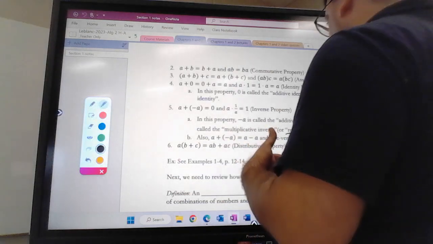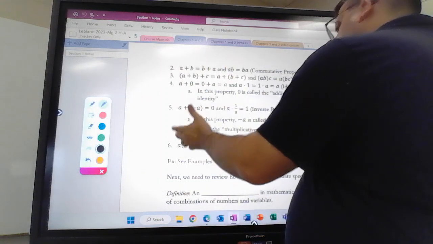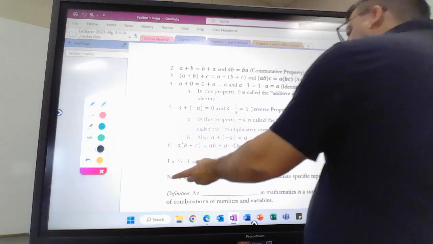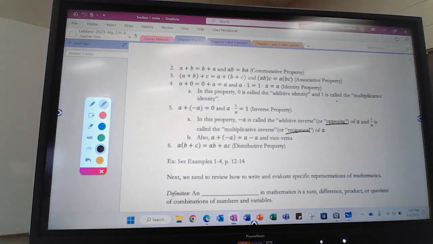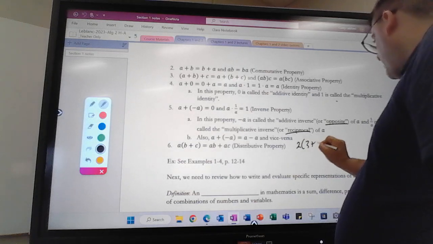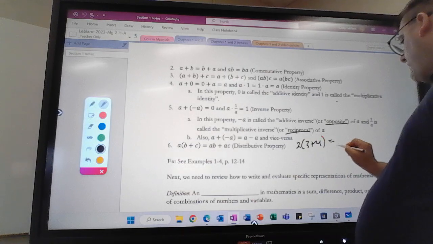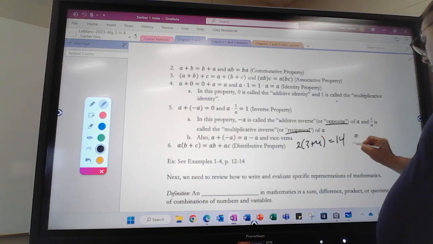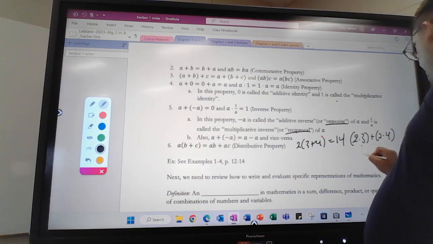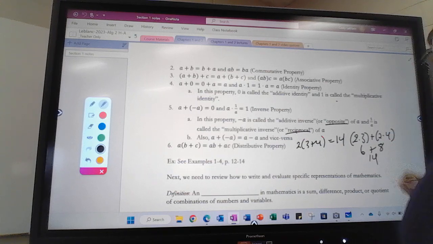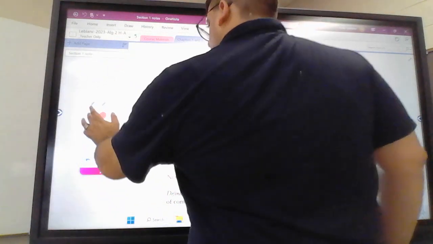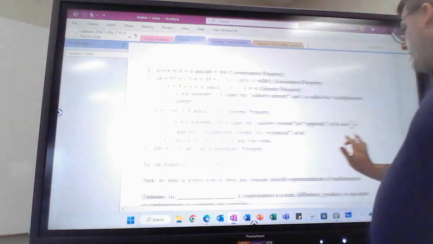And then of course you have the distributive property. If I take a times a sum or a times a difference, if I distribute the a and then add or subtract, I can still get the same thing. I'll use 2, 3, and 4 for this one. So 2 times 3 plus 4, that's 2 times 7, which is 14. 2 times 3 plus 2 times 4, that's 6 plus 8, which is 14. Again, same thing. Now, let's look at some examples.